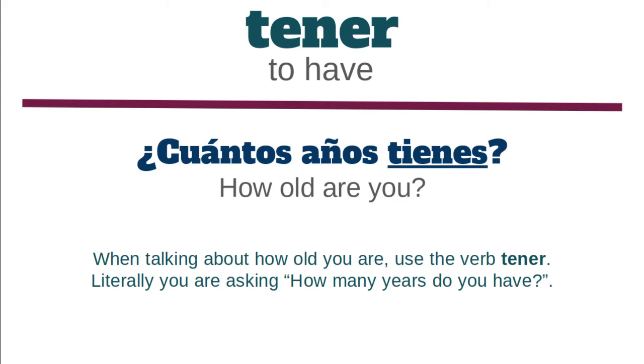We also use the verb tener when you're talking about how old someone is or asking them how old they are. In English, we use are for that, which is a form of the verb to be. But in Spanish, we use a form of the verb tener. So to ask how old are you, we say, ¿Cuántos años tienes? Literally, you're asking how many years do you have? And that's how you ask how old someone is in Spanish. ¿Cuántos años tienes?